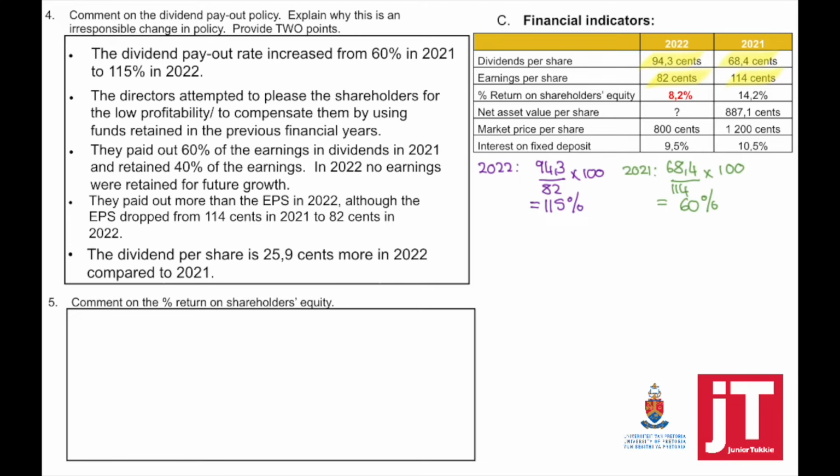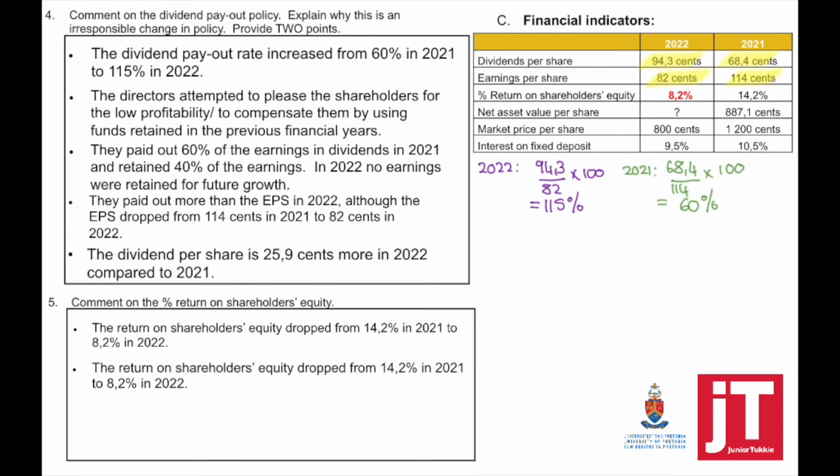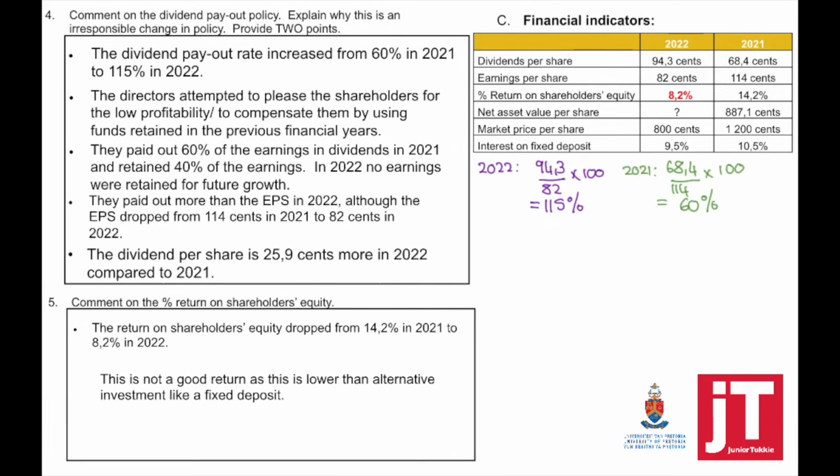When commenting now on the percentage return on shareholders' equity, remember to use your answer that you have calculated and quote the figures. Indicate the trend. So if we compare 2021 with 2022, we can see that there's a drop. Although there's a drop, what do we compare it to? We compare it to alternative investments. So if we compare this to an alternative investment like a fixed deposit, this is very low, 8.2%.